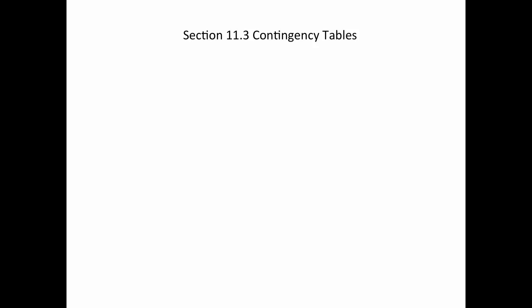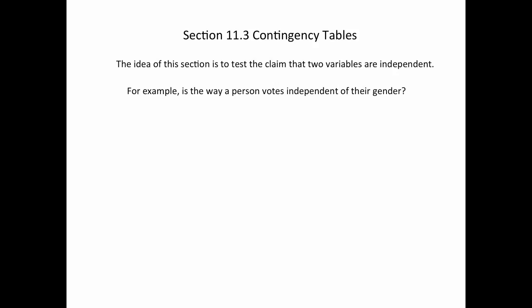Hi there. Section 11.3 is on contingency tables, which are basically matrices. So we're going to test the claim that two variables are independent. Here's a quick example: is the way that a person votes independent of their gender?